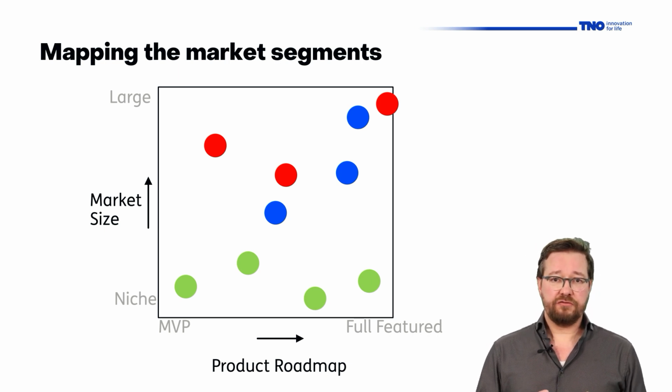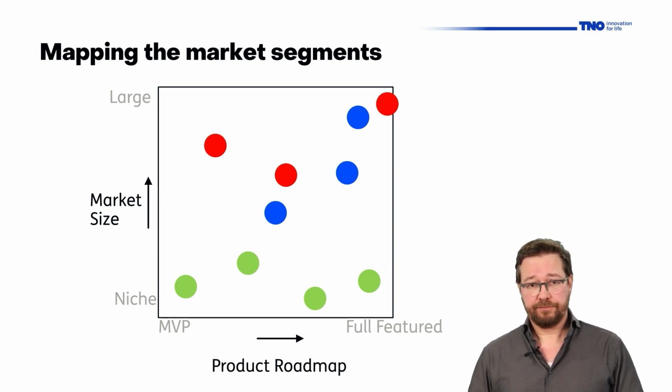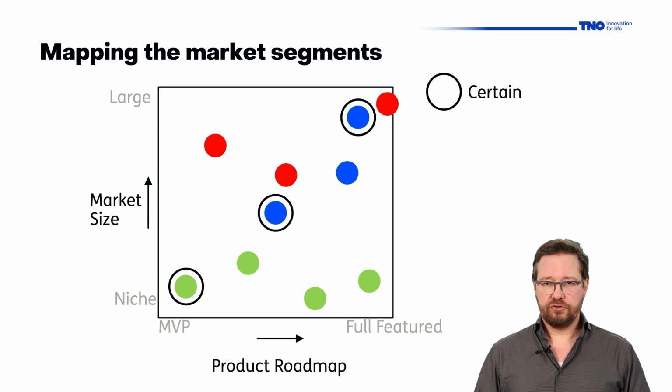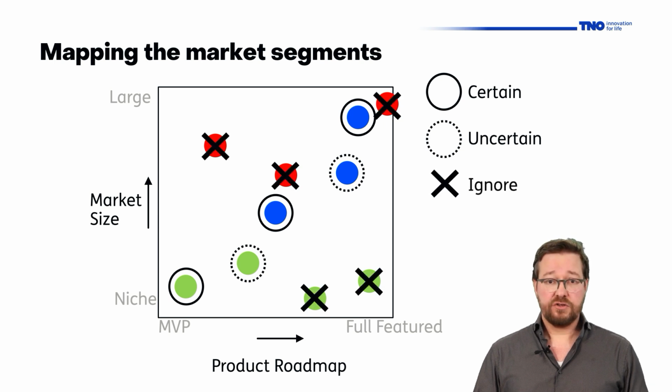Now with this graph you can create a rudimentary strategy for your product and market development. Which segments are you going to address? Which segments are currently unclear or uncertain? And which segments will you ignore?